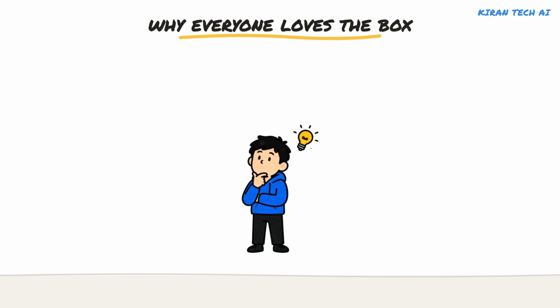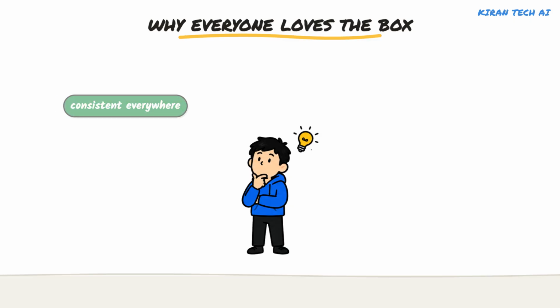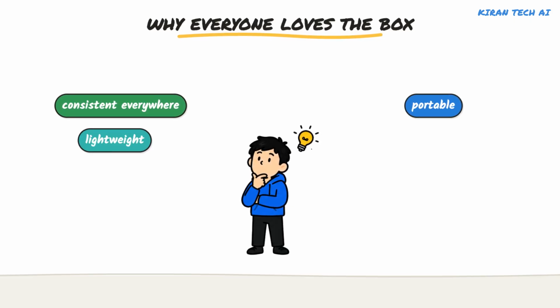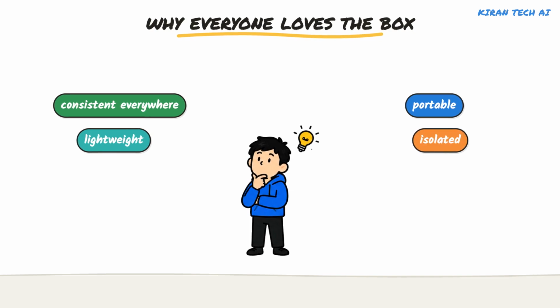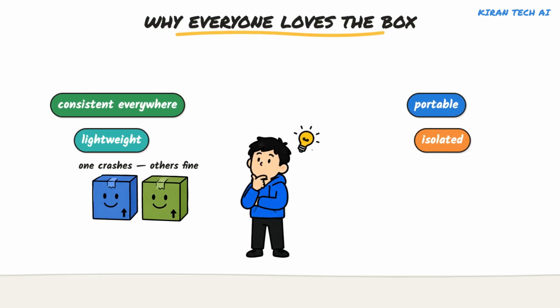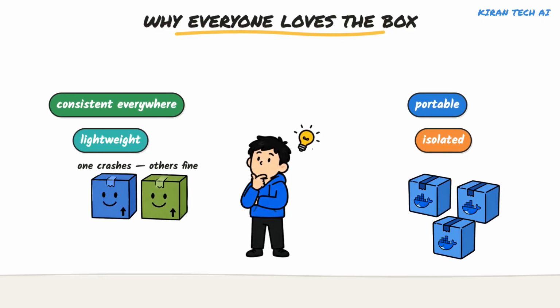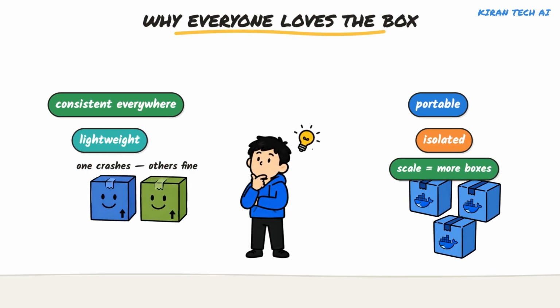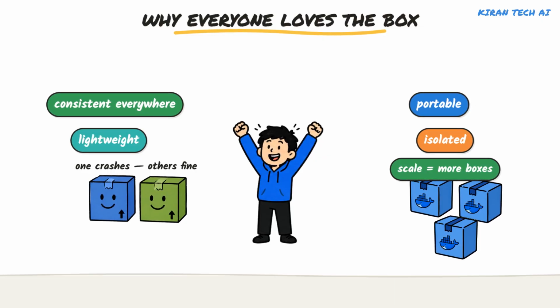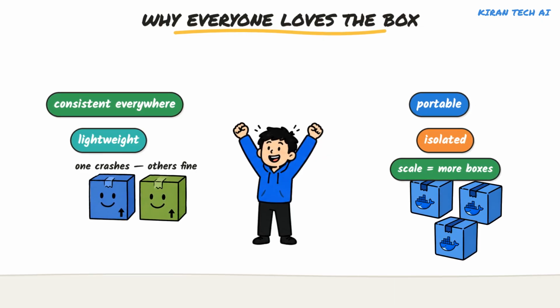So why does everyone love this little box so much? Well, it's consistent everywhere, it's portable, and it's light as a feather. Every app runs in its own bubble, so one crashing container can't hurt the others. And when traffic grows, scaling up just means starting more boxes. You ship faster and you break things. Basically never. Well, almost never.